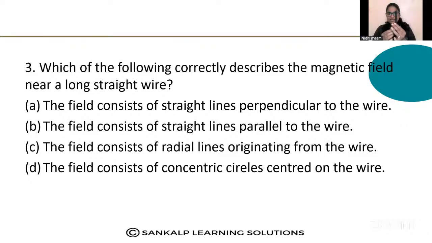See, consider this is a straight current carrying conductor. We connected this to a battery, and the current is flowing through it. Then how will the magnetic lines appear or be arranged?